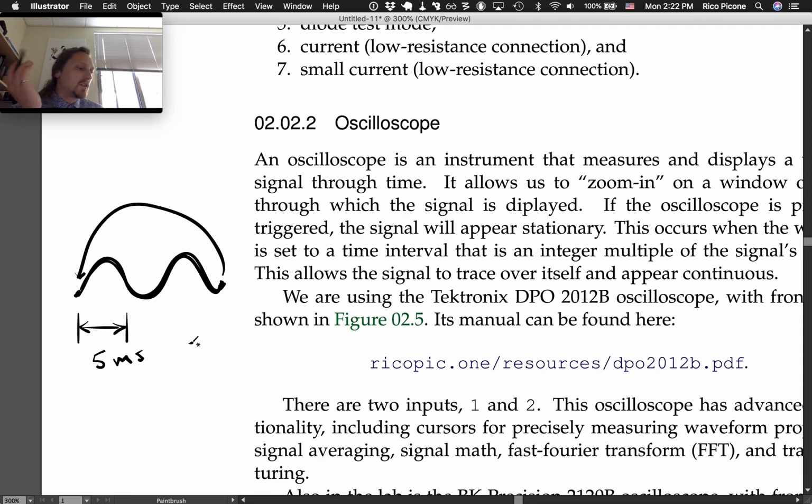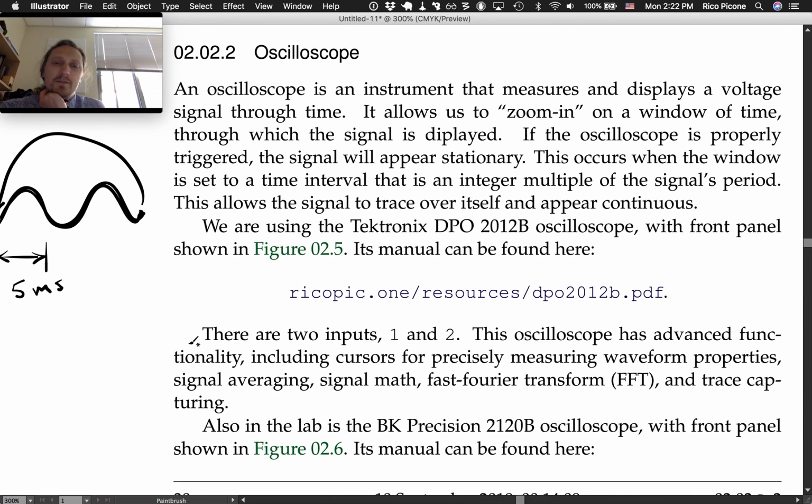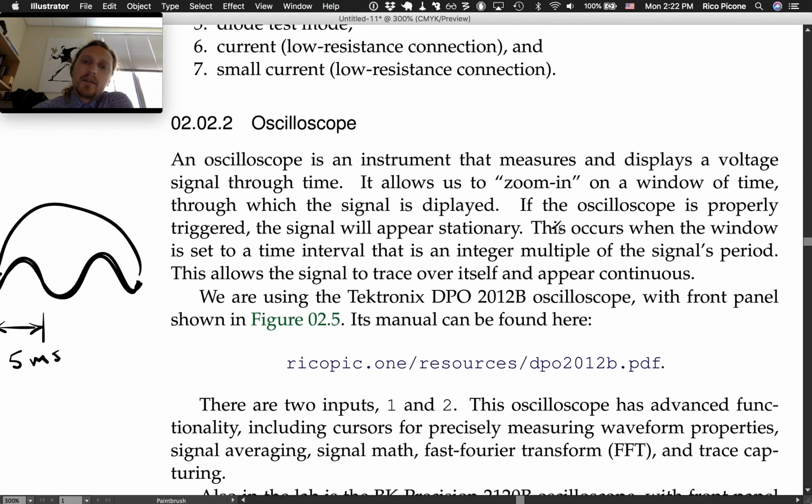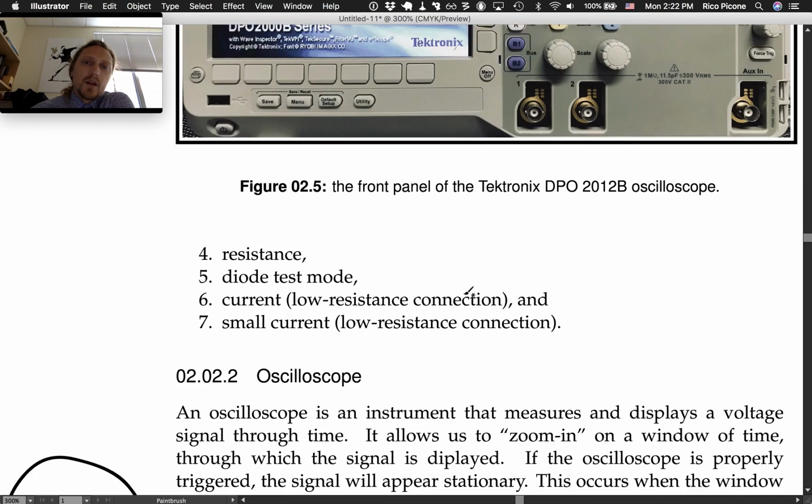Now more digitally than in actuality, but back in old types of screens, there were electrons actually flying across the screens. So this is the idea, the concept behind an oscilloscope. We're using the Tektronix DPO 2012B oscilloscope with the front panel shown in 2.5. The manual you can download from there.